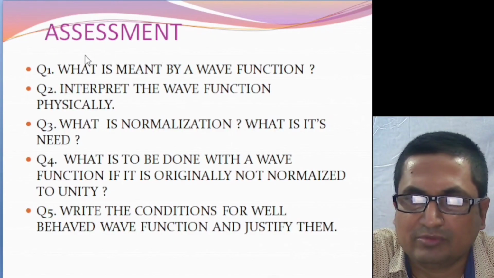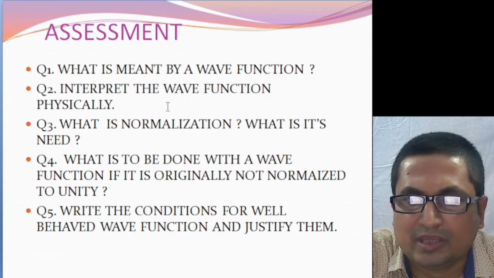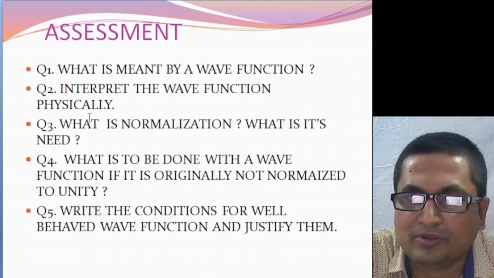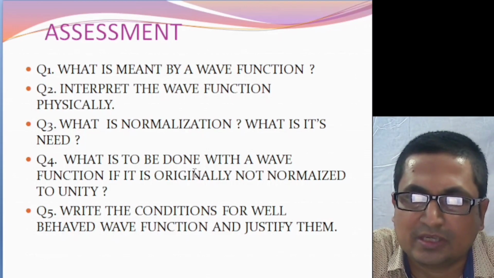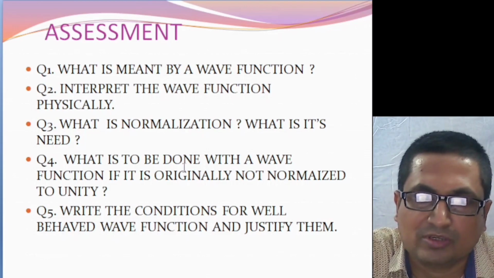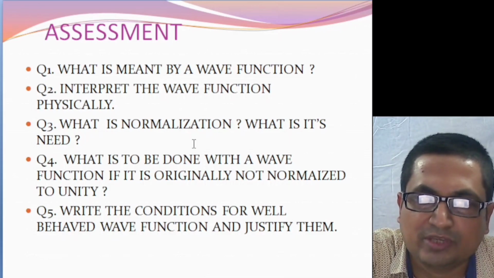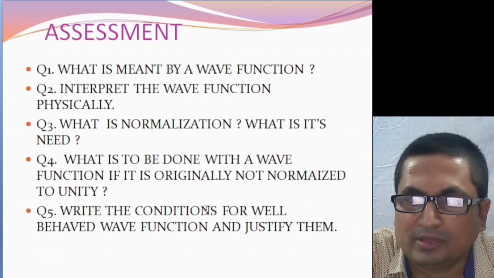Lastly, we are left with an assessment. What is meant by a wave function? It's a mathematical entity, and its modulus square gives us the probability density. Then, interpret the wave function physically, which we have already done. What is normalization? We just discussed that the modulus square of the wave function integrated over the whole space, whether finite or infinite, giving us 1, is normalization. Its need is that it keeps the probability finite. And what is to be done with a wave function if it is originally not normalized to unity?